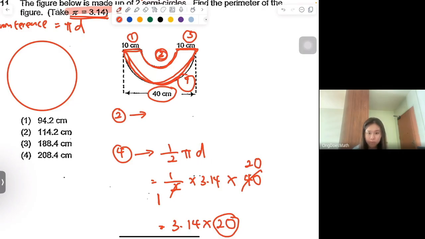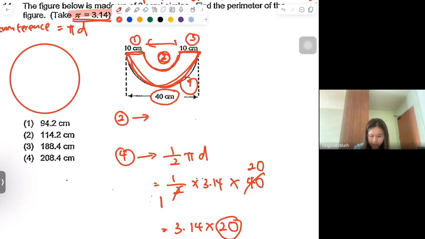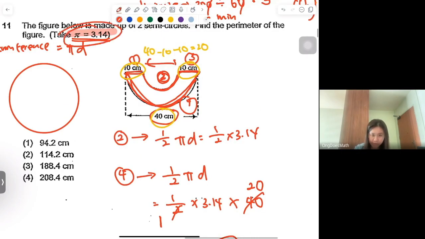To find side 2, you have to find out what the diameter is first. So what is the diameter? The diameter is here, right? So diameter is 40 minus 10 minus 10. And that should give you 20. So it will be half, same formula, pi d, which is half times 3.14, because pi is taken to be 3.14 in this question, times d. D is diameter, and in this case is 20.